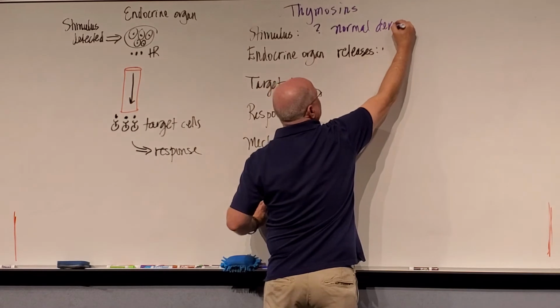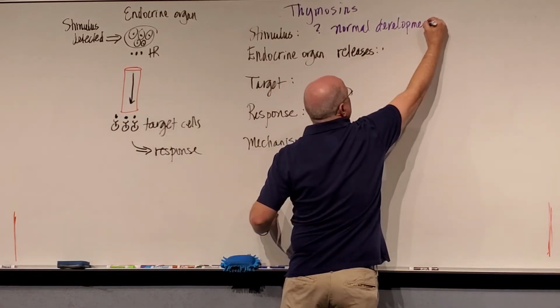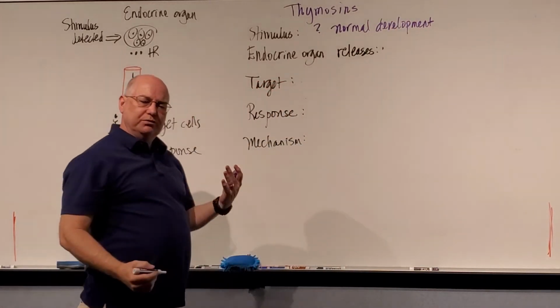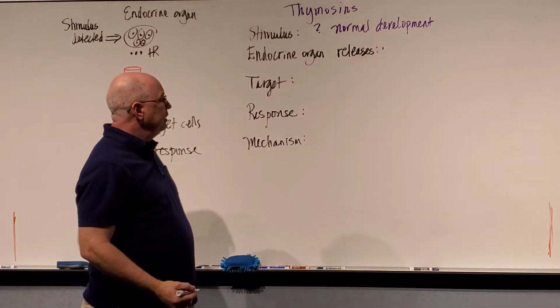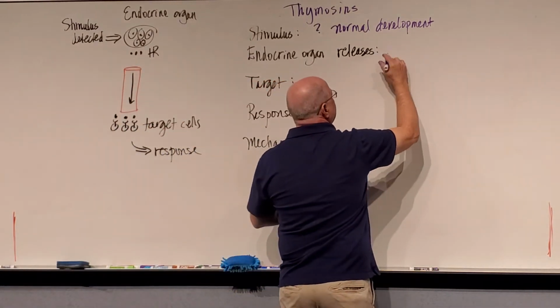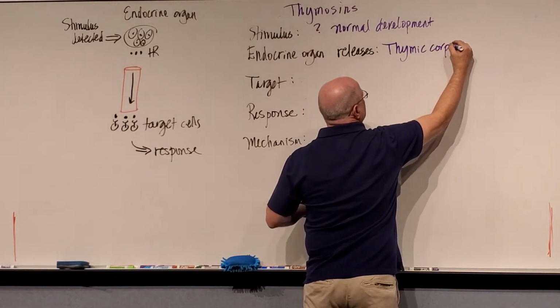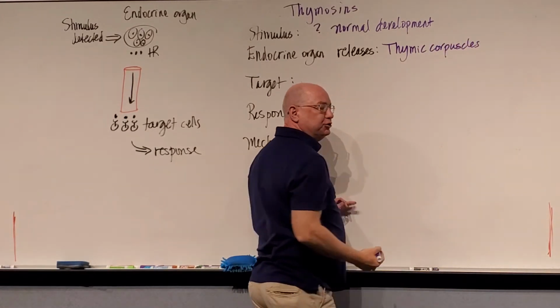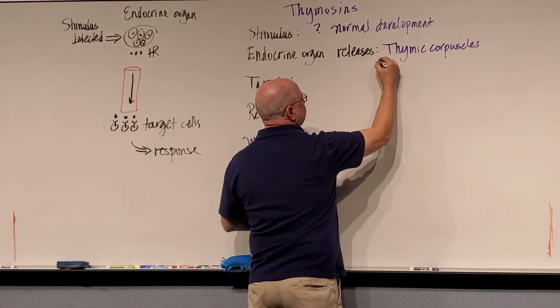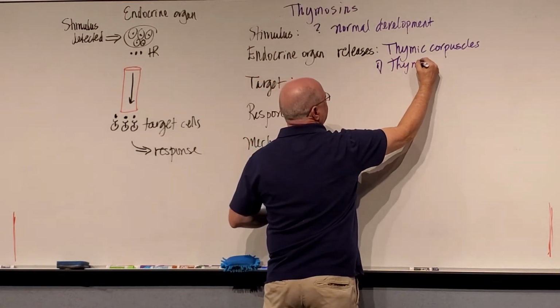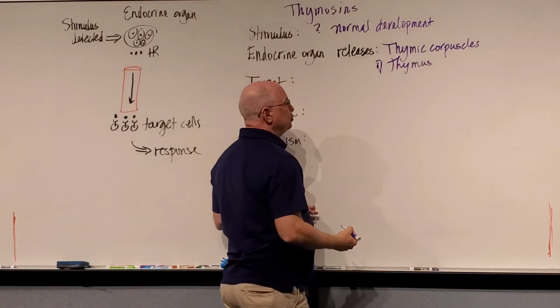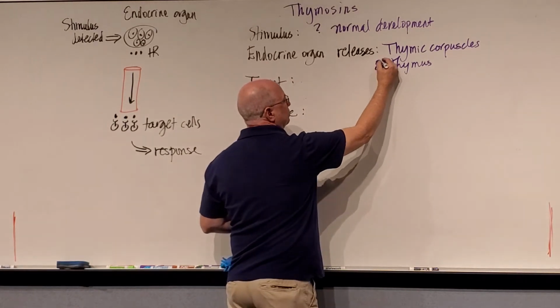Normal development. And I've even read in some instances when we have infections to things. The endocrine organ is going to be the thymic corpuscles, also called the Hassel's corpuscles of the thymus gland. We learned those in lab. They're called Hassel's corpuscles or thymic corpuscles.